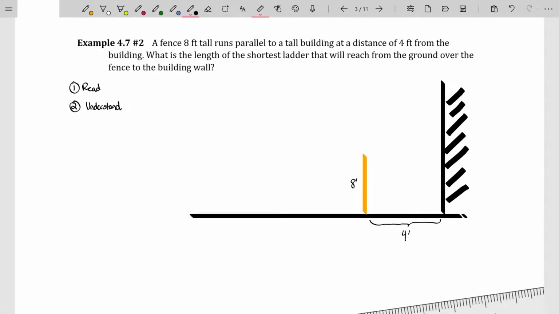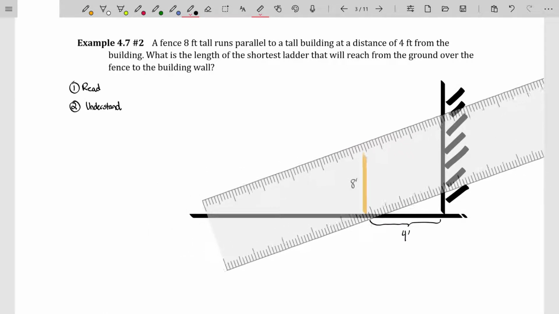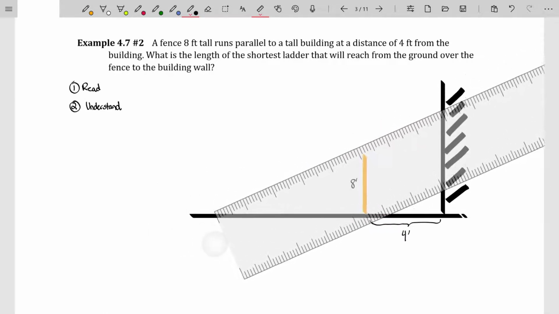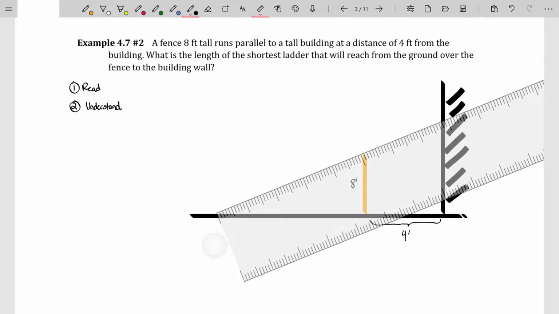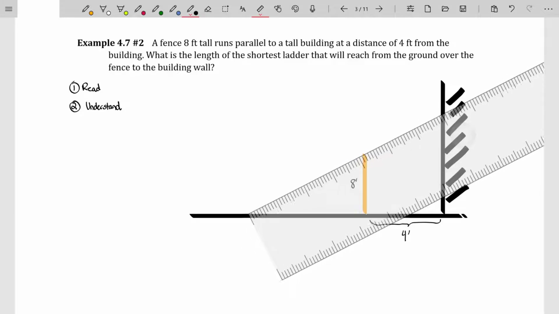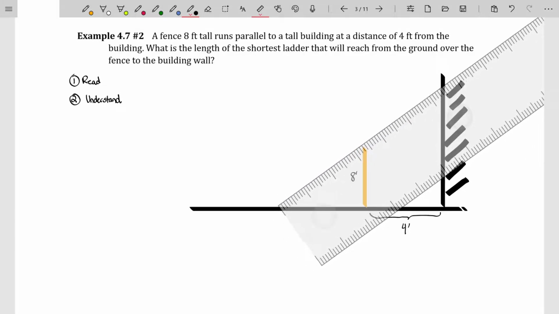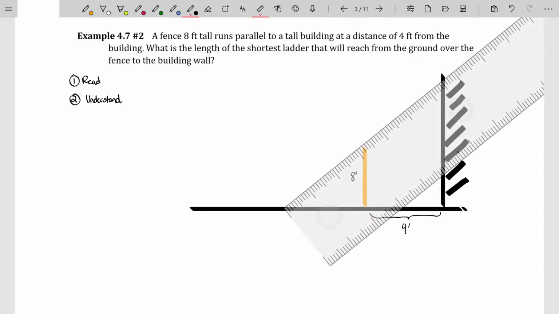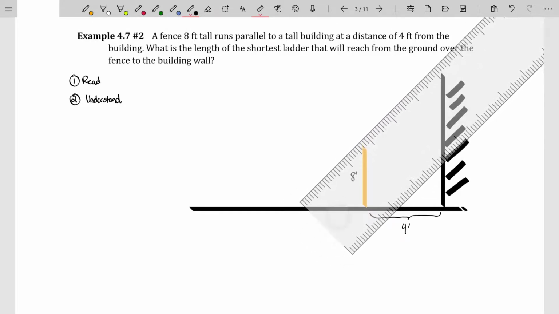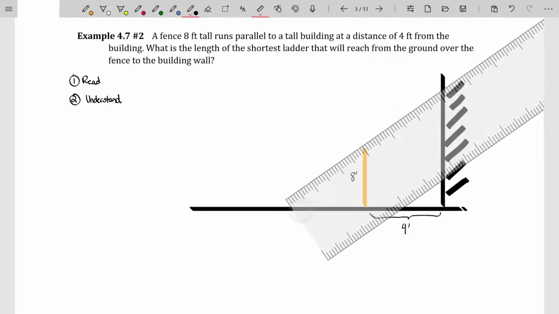So here's the picture. To the right is the building. There's an 8 foot tall fence, and that fence is 4 feet away from the building. And we're going to grab a ladder, and this ruler will be my ladder just to showcase what's going on. And we want that ladder to reach over the fence and touch the building. But we want the shortest such ladder. And notice, I can shorten up the ladder by getting it closer to the fence, but there's a point where the ladder starts to increase in length. So there is a minimal ladder length that we can find.